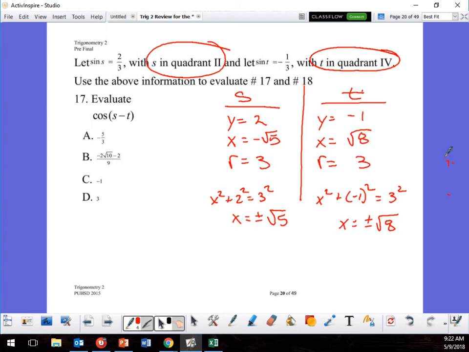Okay, so now for this one right here, I have to go back to the formula for the addition and subtraction. I know you guys are looking at the reference sheet for me right now, so it's going to be cosine s cosine t plus sine s sine t, right? Yes?